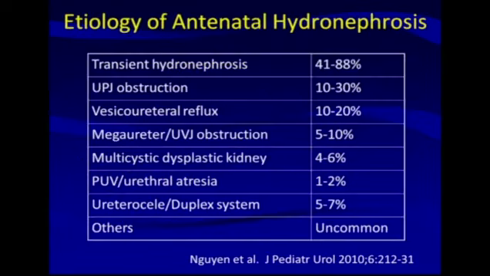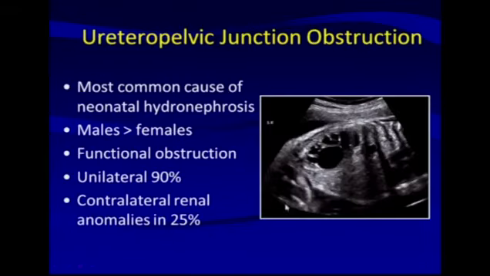Now, what are the causes of antenatal hydronephrosis? Sometimes, in many cases, this will be transient. So if you follow this prenatally and also postnatally, a lot of hydronephrosis that we see prenatally will resolve. The most common cause of antenatal hydronephrosis from a pathologic standpoint would be UPJ obstruction, and then down the line reflux, megaureter, UVJ obstruction, valves, as well as the duplicated renal collecting system.